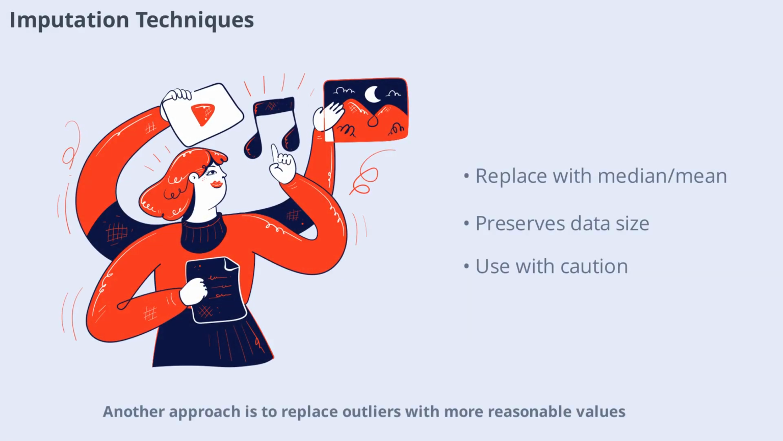Another approach is to replace outliers with more reasonable values, a process known as imputation. For instance, you might substitute an outlier with the median or mean of the data. This method preserves the dataset size and can be useful when outliers are due to errors. However, imputation should be used with caution, as it can introduce bias if not done thoughtfully.